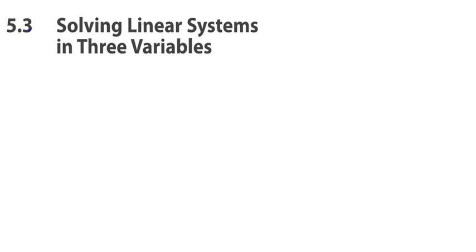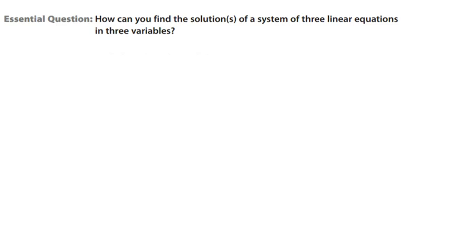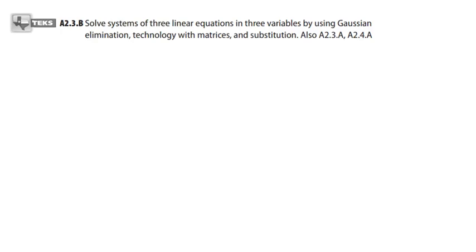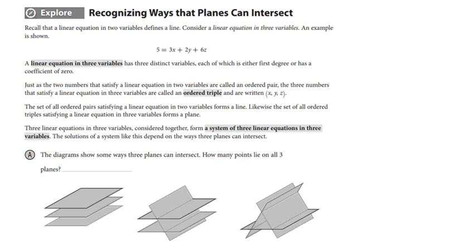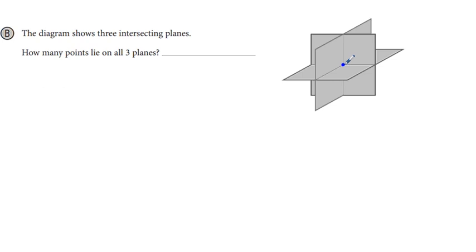Algebra 2, Chapter 5.3, Solving Linear Systems in Three Variables. Our prior two video lessons involved solving systems using first substitution and then elimination. In this video lesson, we're going to concentrate on using matrices to solve systems of equations. And again, we're looking for an intersection point of three planes, which is going to be our answer.